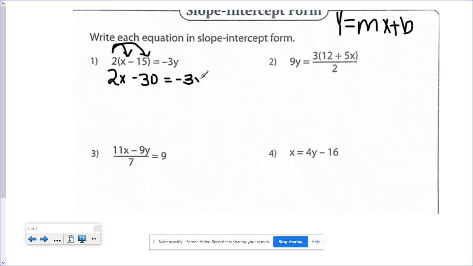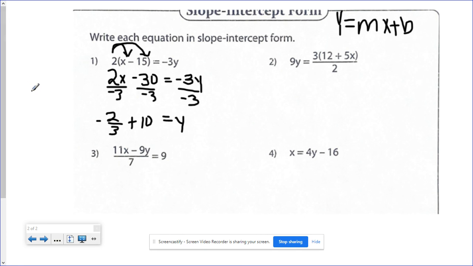The way I get y all by itself, I can't have a negative 3 sitting in front of it. So I'm going to divide everything, every single number that I have, by negative 3. So that's just going to stay right here. The first one is just going to be a fraction, negative 2/3. But the second one, a negative divided by a negative is actually a positive, and 30 divided by 3 is 10, and that equals y.